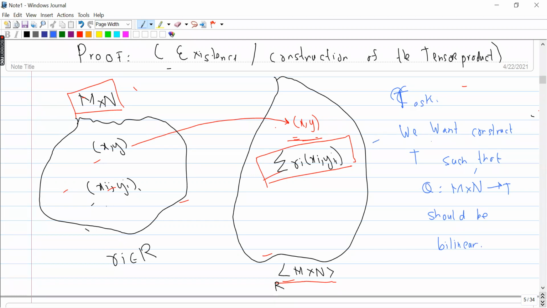हमने जो भी टी कंस्ट्रक्ट करना है उस तरह से कंस्ट्रक्ट करना है कि ये जो थीटा मैप है, ये बाइलिनियर मैप हो, क्योंकि ये हमारे पास कंडीशन है. और उसके बाद फिर हम देखेंगे कि ये टी यूनिवर्सल प्रॉपर्टी को सेटिस्फाई करवा रहे कि नहीं. बट हमें टी इस तरह से कंस्ट्रक्ट करना है कि थीटा हमारे पास बाइलिनियर मैप हो, बिकॉज दिस इज द फर्स्ट कंडीशन फॉर द टेंसर प्रोडक्ट.